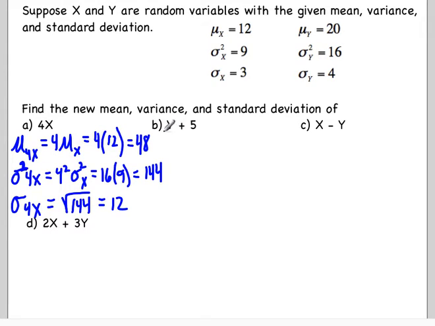Now we're going to take the random variable y and we're going to add a constant to it. So you might want to look at your big idea number 4. Okay, when I want the mean of y plus 5, I can take the mean of y and just add 5 to it. So I can take the mean of y, which was 20, and add 5 to it, and I get 25.